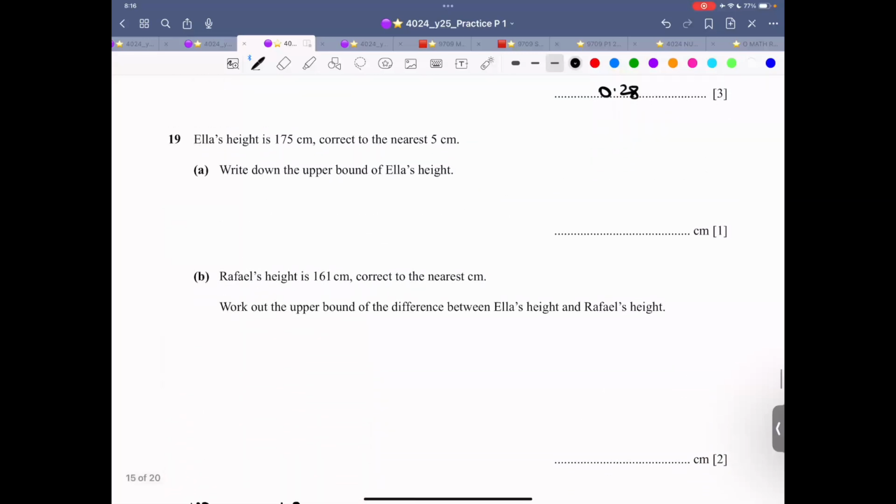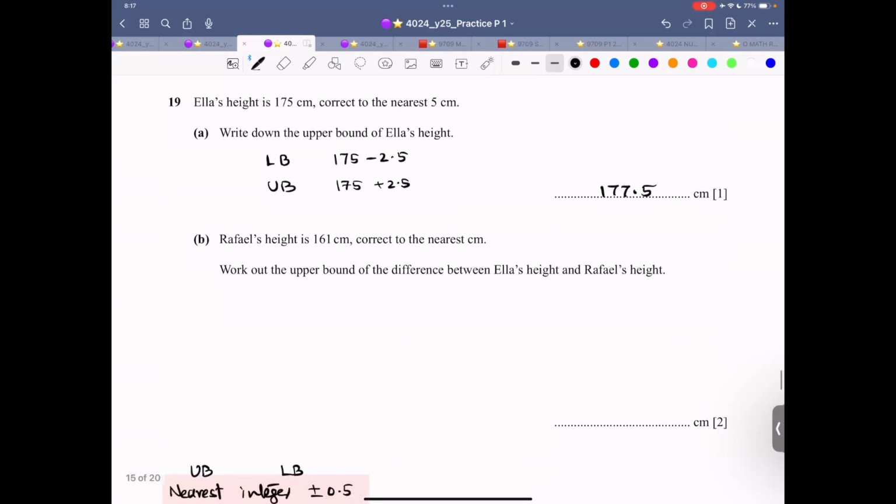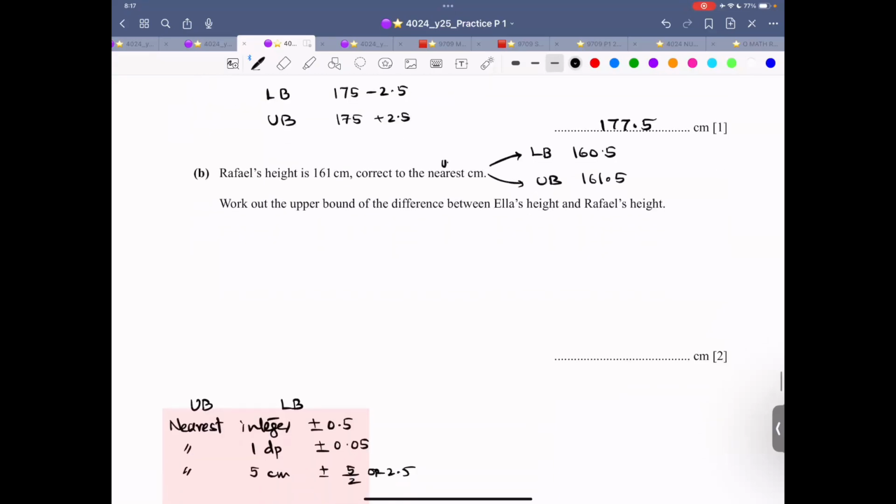So Ella's height is this thing. Write down the upper bound. So lower bound, that is 175 minus 2.5. Upper bound, 175 plus 2.5, that is how much? 177.5. Raphael's height is 161, correct to the nearest centimeter. That means lower bound would be 160.5. Upper bound would be 161.5. This is nearest centimeter, nearest unit, or nearest integer.